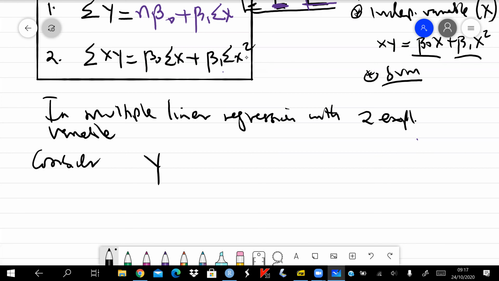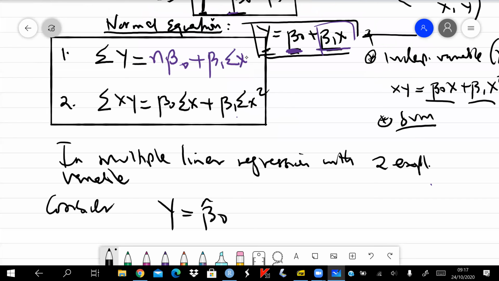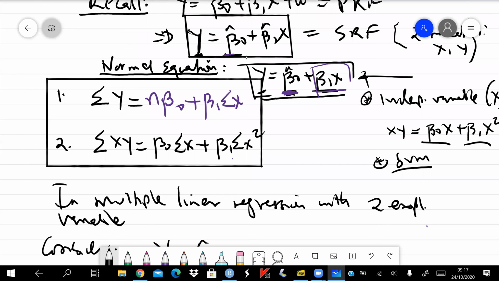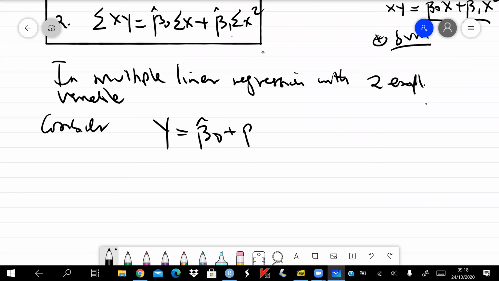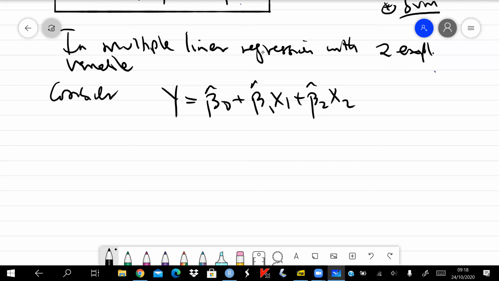Consider this equation: y hat is equal to beta naught estimate, with the hats like that, plus beta 1 estimate x1 plus beta 2 estimate x2. If there were more variables, I'd continue like that, but we said we shall illustrate using two. Because we have three variables, y, x1, and x2, we have three normal equations.